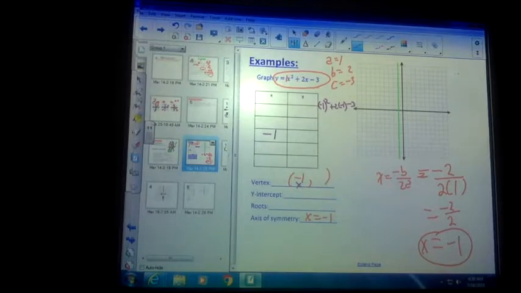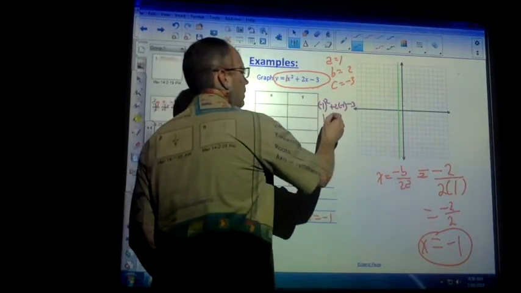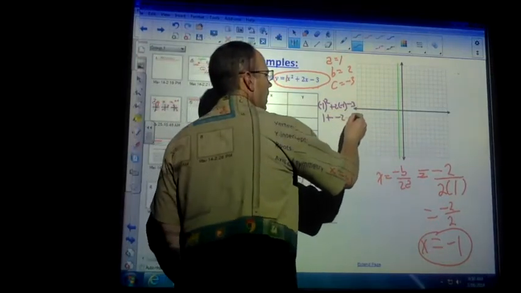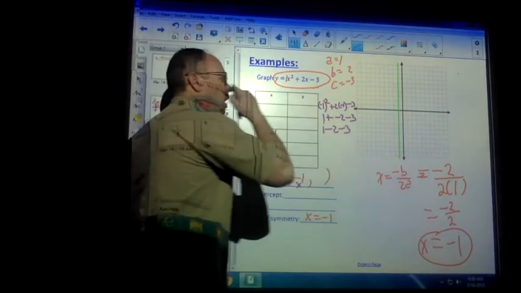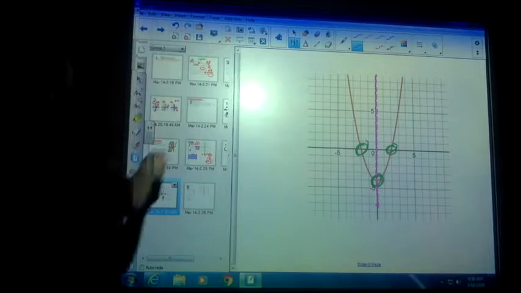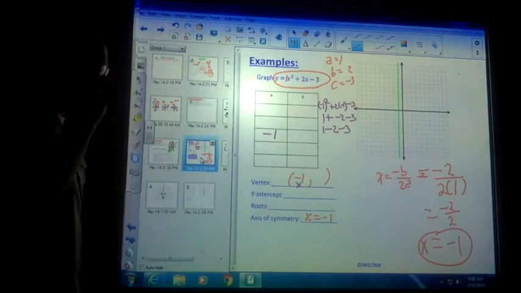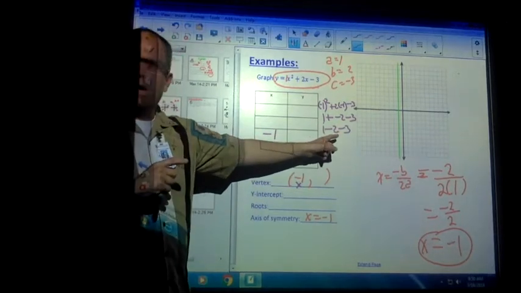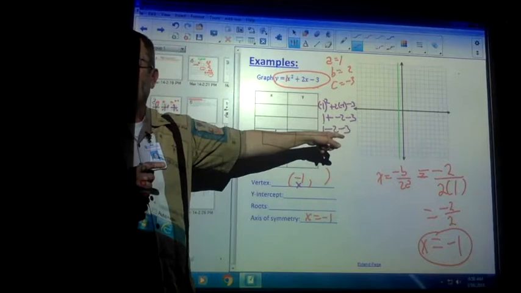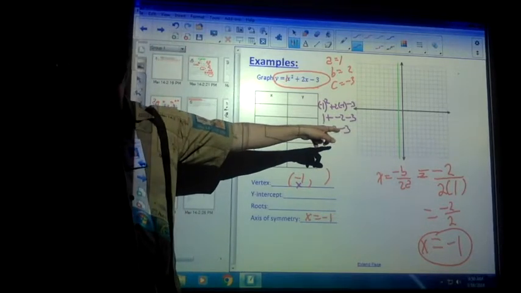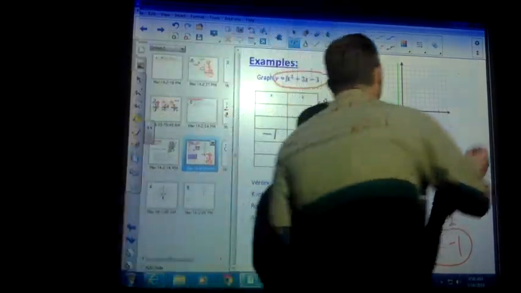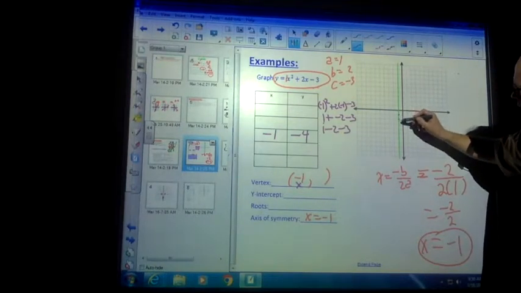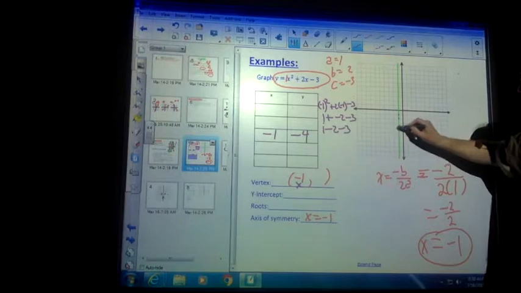All right, so negative 1 quantity squared. What's negative 1 times negative 1? It's positive 1. What is 2 times negative 1? Negative 2. Minus 3. So 1 minus 2 minus 3. What's 1 minus 2? Negative 1. What's negative 1 minus 3? Negative 4. So at negative 1, negative 4, there's my vertex.